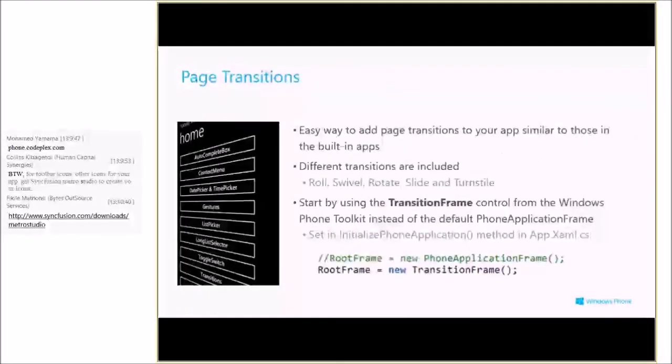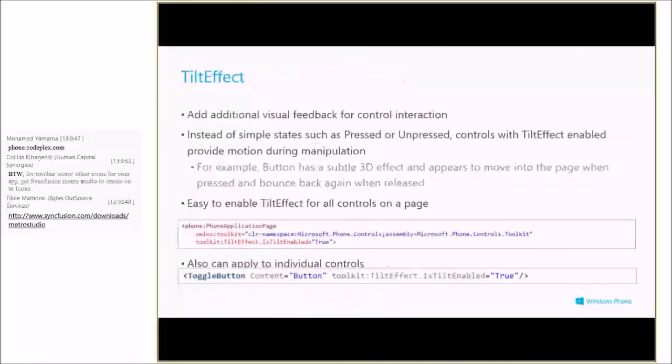I'm not sure if you ever play with a Windows Phone app, but if you're running a Windows Phone application and you're moving from one page to another, you can add a transition so that you feel like the page is moving with you, scrolling or rotating or sliding. You can get that from the page transition in the toolkit itself.